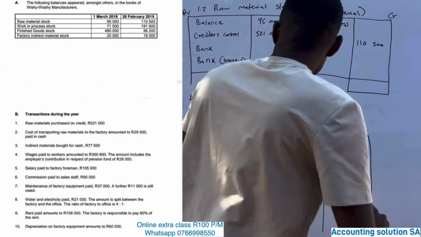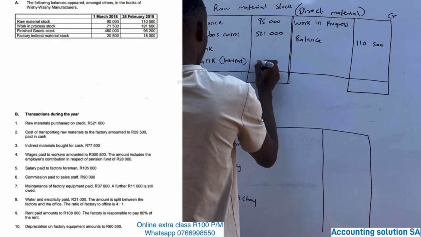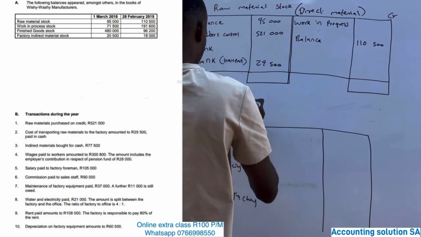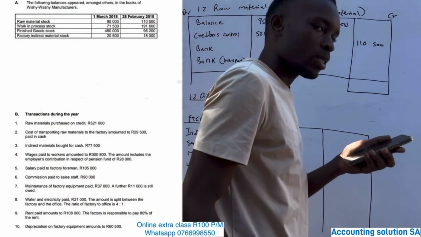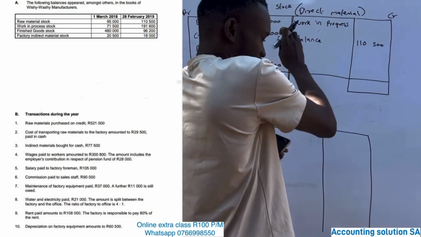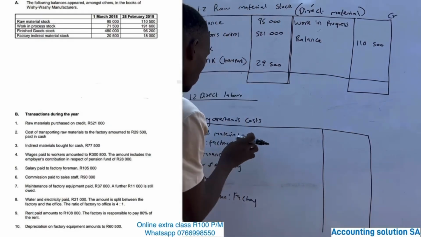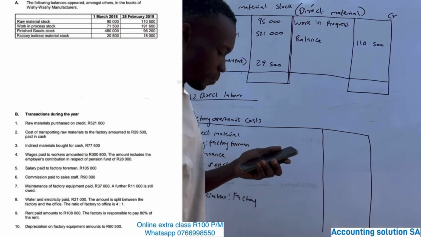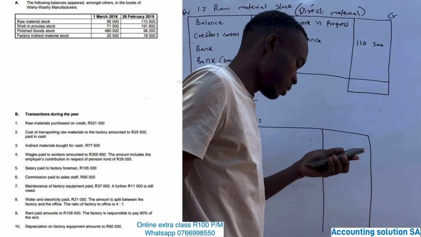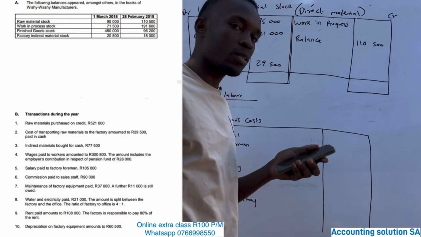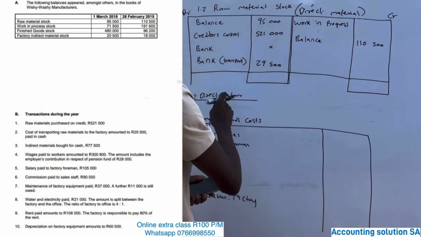A transport cost belongs here, which is 29,500. Okay, and from there they said indirect material bought for cash. Indirect material is not this one. This one is direct. It's not indirect. Indirect belongs here. Okay, so number 4, wages paid. Number 5, salaries, commission, maintenance, water and electricity, rent and depreciation. The rest do not belong here, which means that we didn't have any material bought for cash.